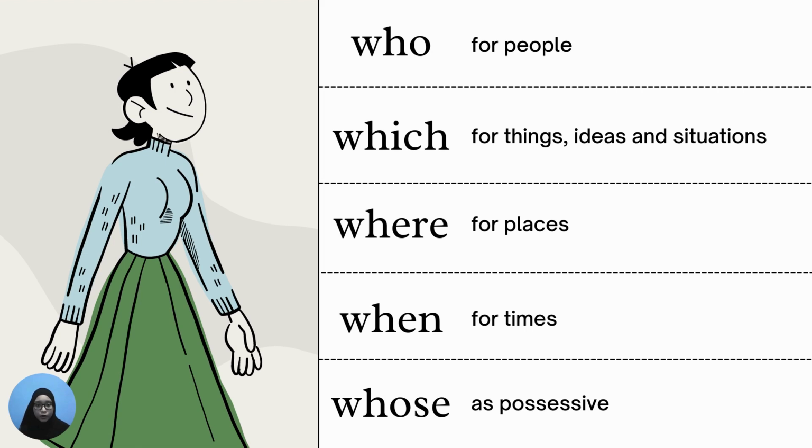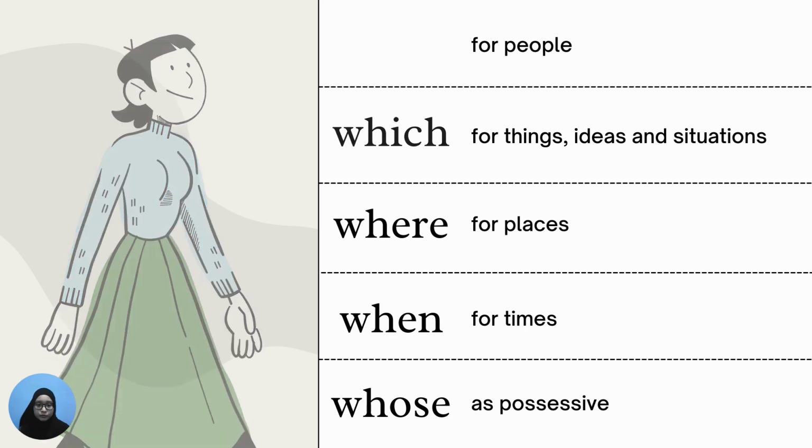Here are 5 of the common relative pronouns that you can use. The first one is who, for people. The second is which, for things, ideas, and situations. The third is where, for places. The fourth is when, for time. And last but not least, whose, which is used for possessive pronouns. I will further explain these 5 pronouns later on in the video, but please keep in mind that these are the 5 pronouns that we will use.